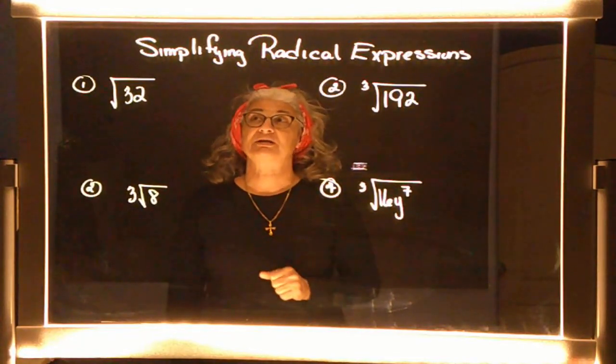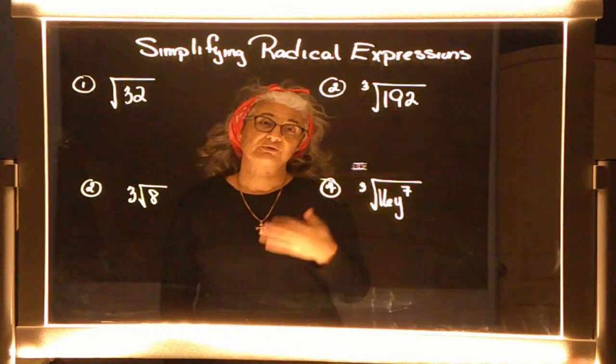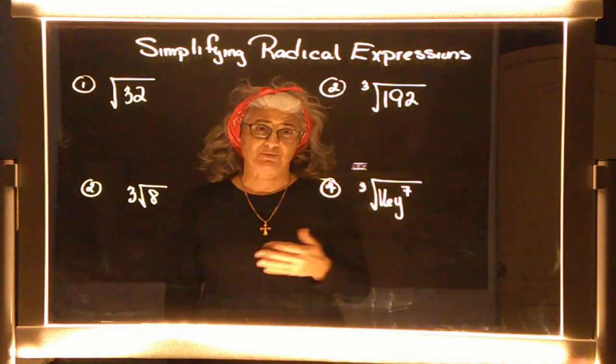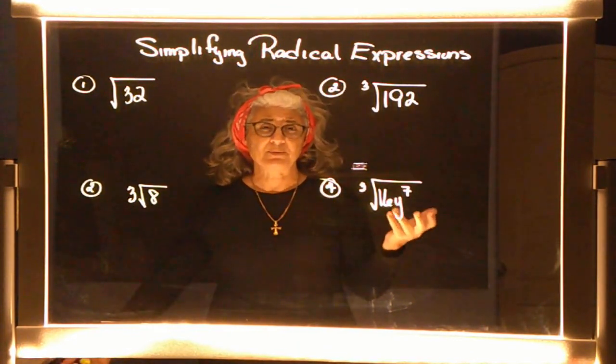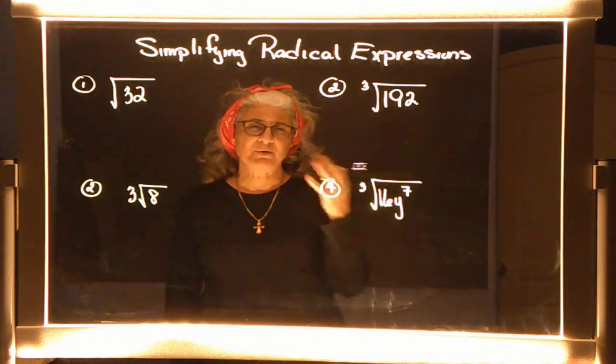Okay, new topic, simplifying radical expressions. Now we know how to take the square roots and the cube roots of perfect squares and perfect cubes. But what happens if they're not perfect? And by the way, fourth roots, etc., right? But what happens if they're not perfect?